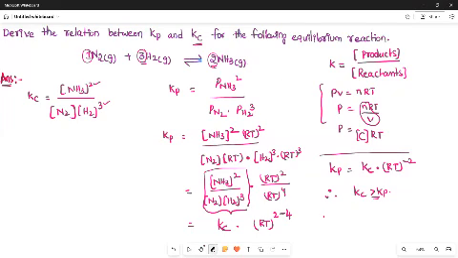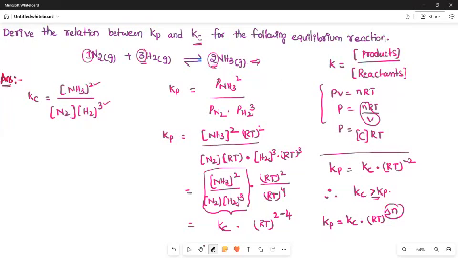And finally, what is the general relation between Kp and Kc? Kp is equal to Kc into RT power delta n. This delta n will decide whether Kp is greater than Kc or Kc is greater than Kp. In this particular equation, which is nothing but Haber's process for the synthesis of ammonia, the Kc value is greater than Kp because the number of moles of gaseous products is less than the number of moles of the gaseous reactants. Hence, in this process, Kc is greater than Kp.